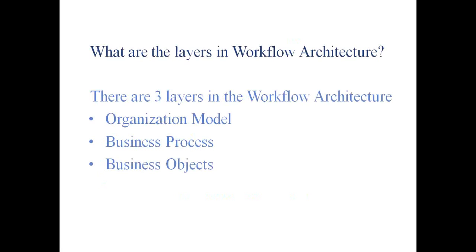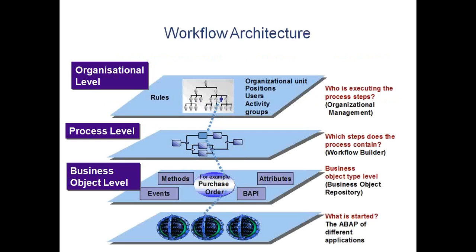Now coming to the layers of workflow architecture, there are actually 3 layers. First one is the organization model, second one is business process, and third one is business objects. So let me discuss one by one. First one is the organization level. What does it mean? First, we define who is actually going to approve your request.